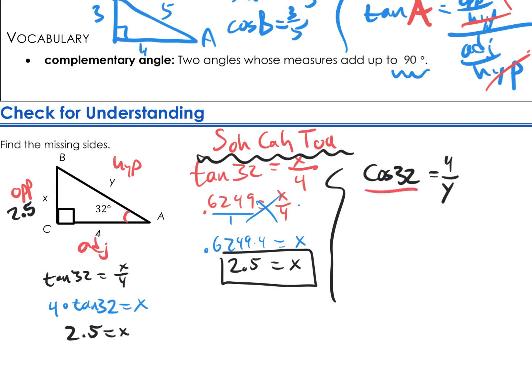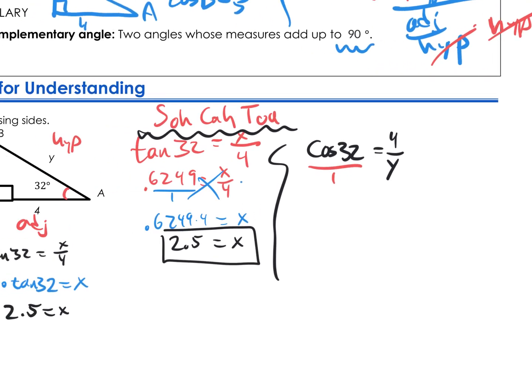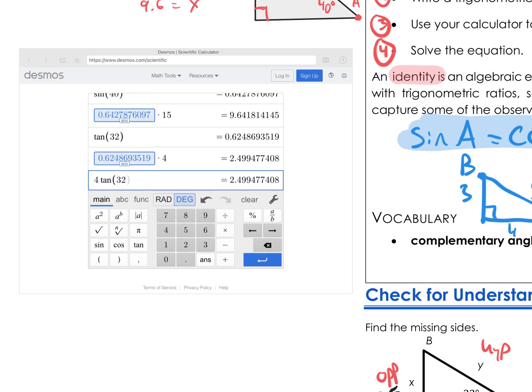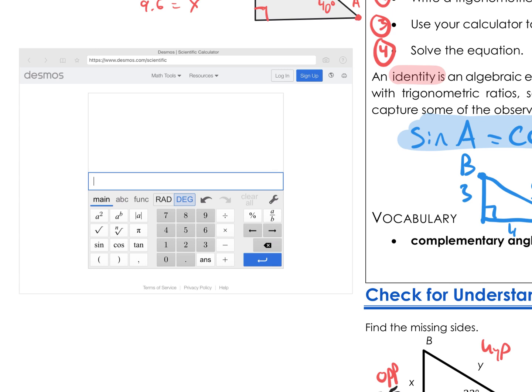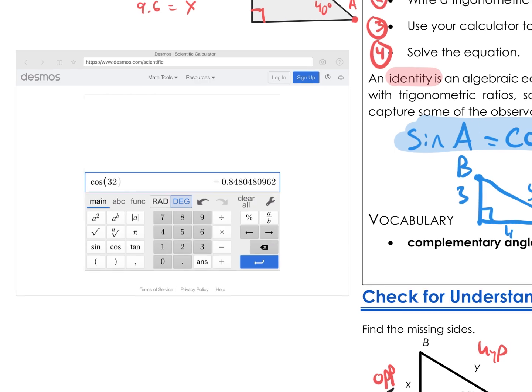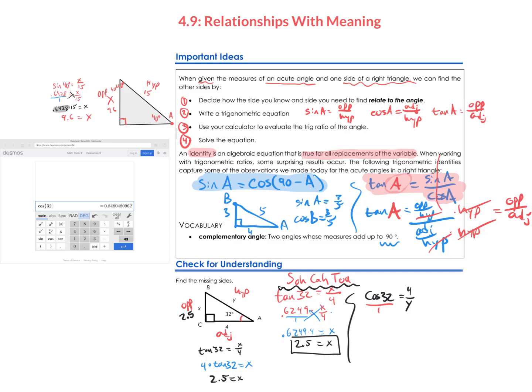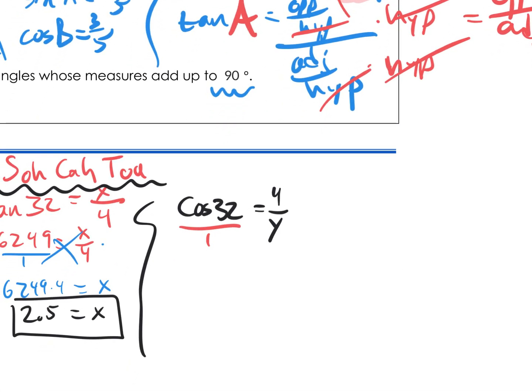Now this one's a little more challenging because the y is on the bottom. Well, we can go get the cosine of 32. Let's go clear this up here, and then we'll say the cosine of 32. And that's going to give us 0.8480. We want to write this down, by the way. If you write this decimal down, write it down to 4 decimal places, so we don't round it off too early.